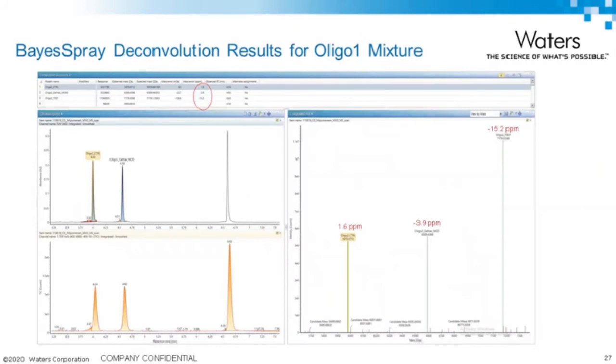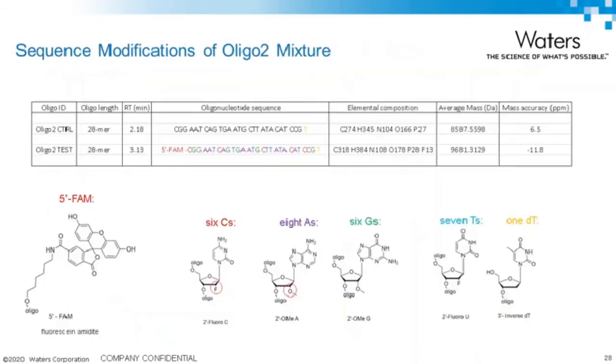A full screenshot from Waters Connect is shown here, indicating the results that we've seen before regarding the mass accuracy, but at the same time, the UV and the TIC chromatograms are shown, and the deconvoluted spectra are displayed as well. A second oligonucleotide mixture was analyzed.